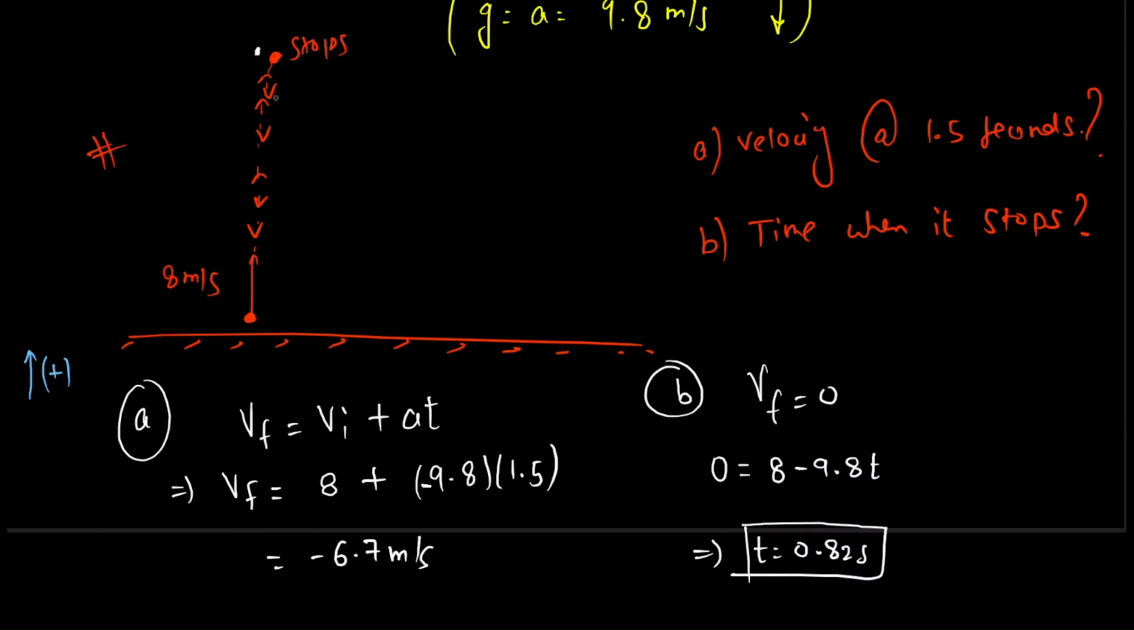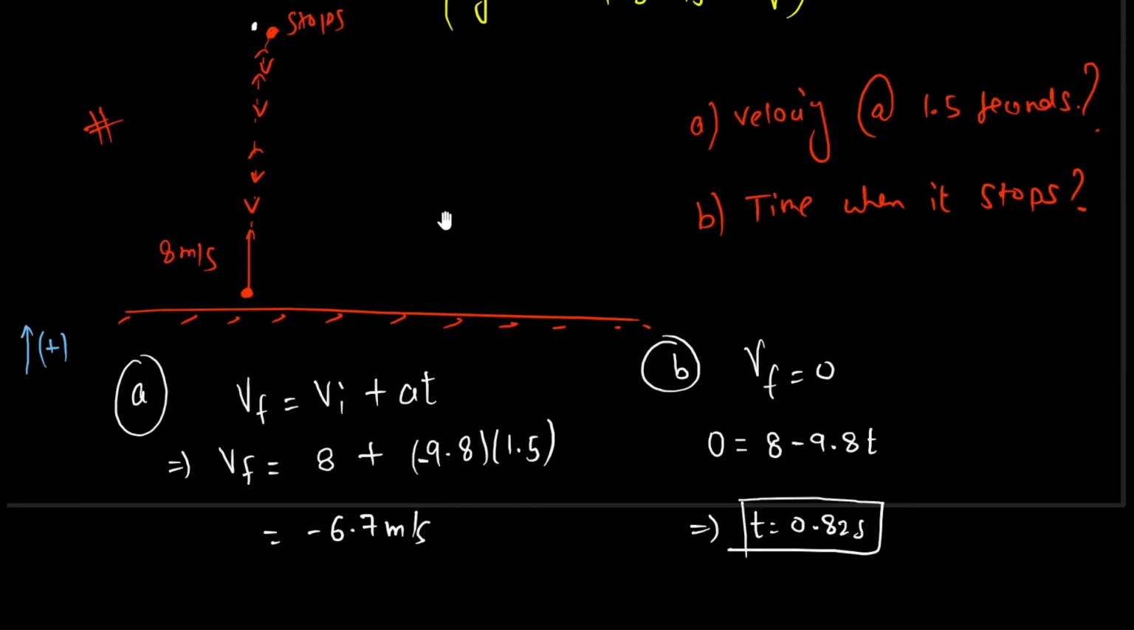So obviously, it should be going downwards. Okay, two important things for you. If it takes 0.82 seconds to go up, how much time does it take to come down? The same time. Exactly, that should be in your notes. If there is no air resistance, always remember that the time to go up is the same as the time to come down. Point number one.